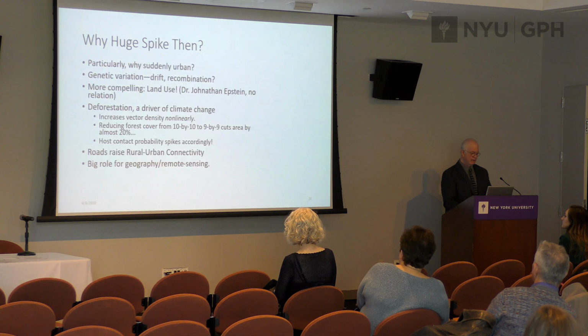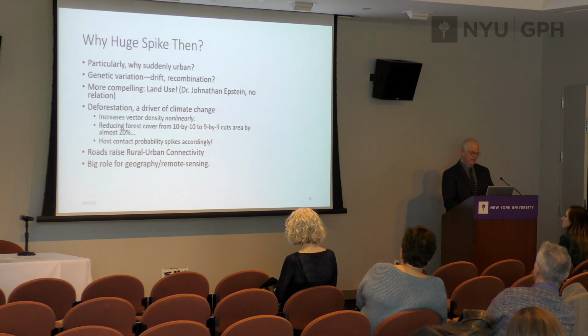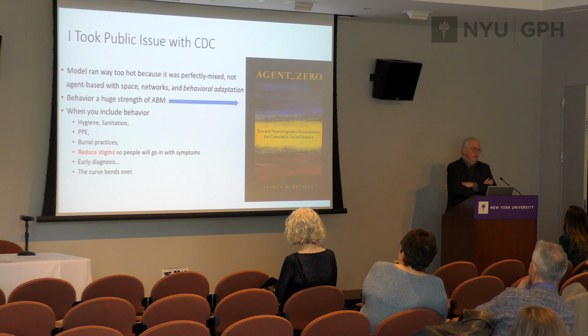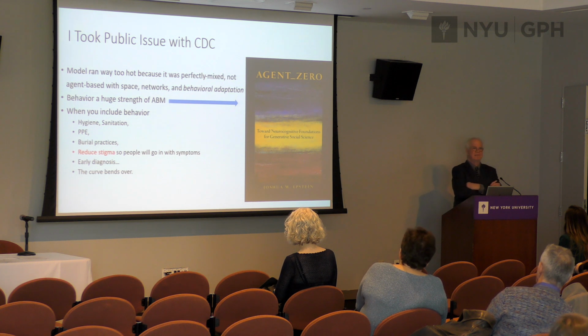Now, the CDC model ran really, really way too hot. I loaded this at Hopkins at the time. And the reason it ran so hot is that there's no behavioral adaptation. It's perfectly mixed. You put everyone in a bowl, and they mix as if they were in a chemical reaction, and it runs very, very hot and blows up. An agent-based modeler would say, wait a second, there's networks, there's space, and there's behavioral adaptation. People don't just keep mixing if there's a plague in their neighborhood. They do something differently. And agent models let you include behavior.